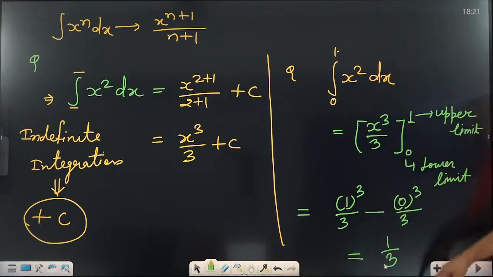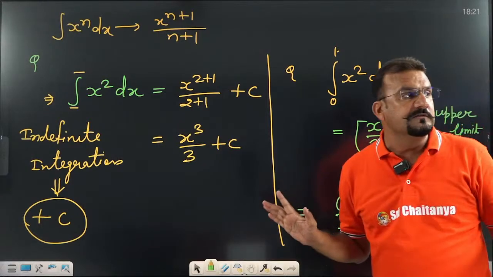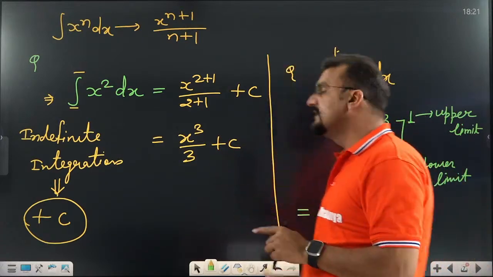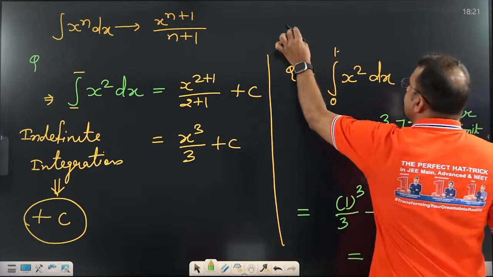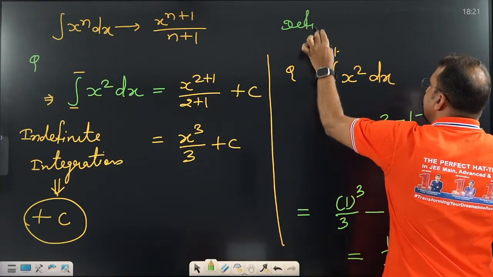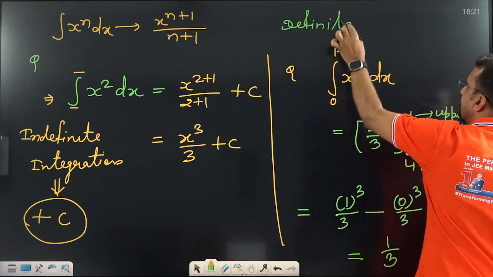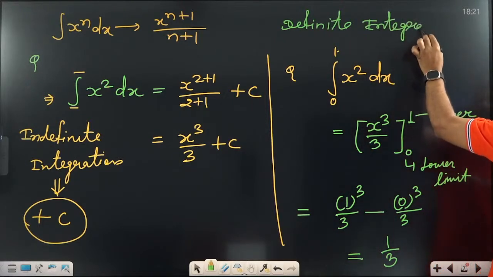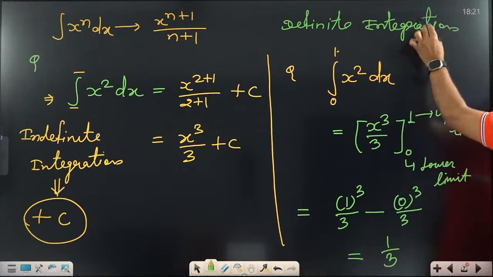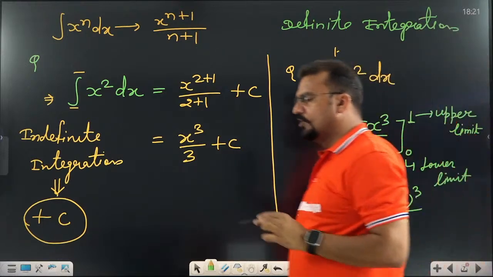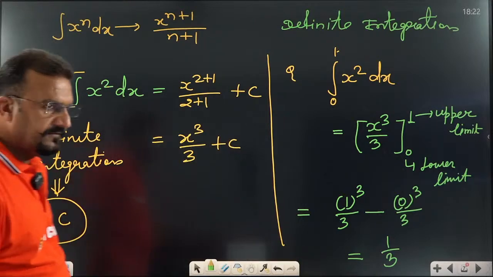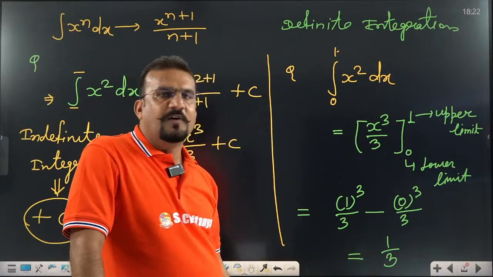See, on this side I am not putting plus C, because this is definite. We know that limits are defined. That's why this integration is called definite integration. How to remember this? If limits are given on the integration symbol, it is called definite integration. If limits are not given, it means indefinite integration. Very simple. I think now you are getting this.